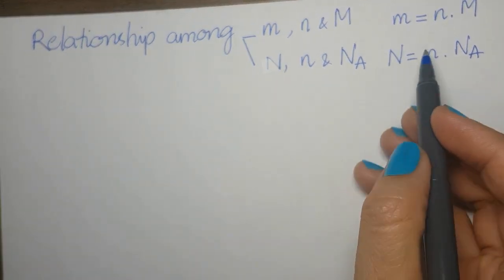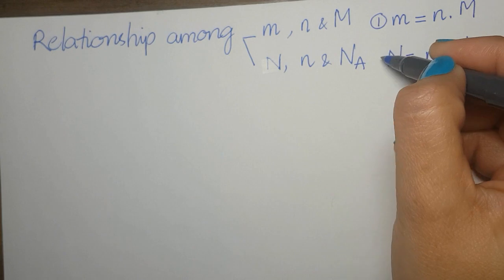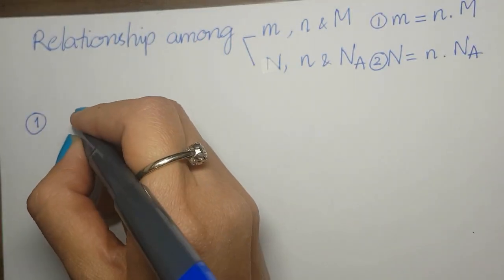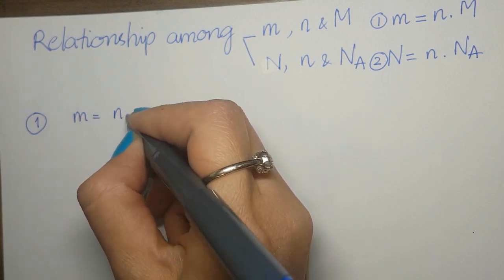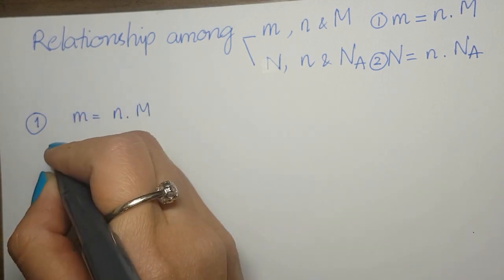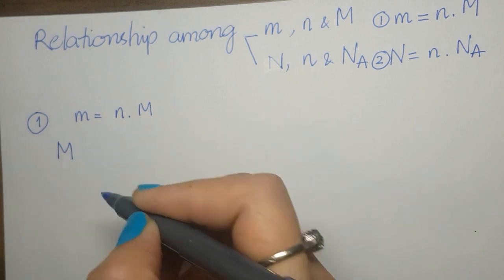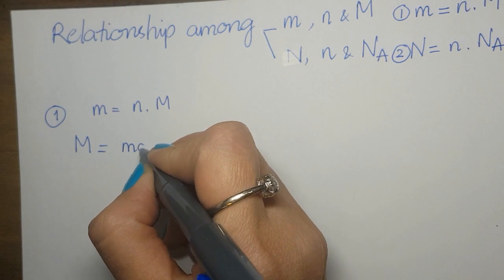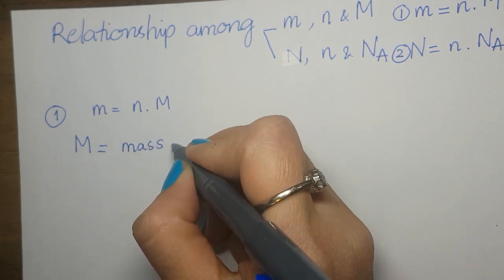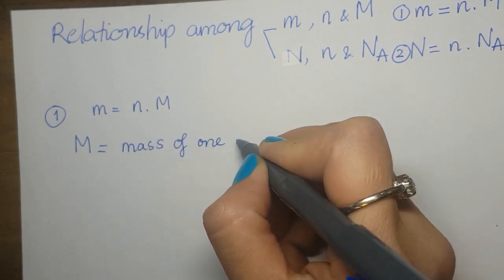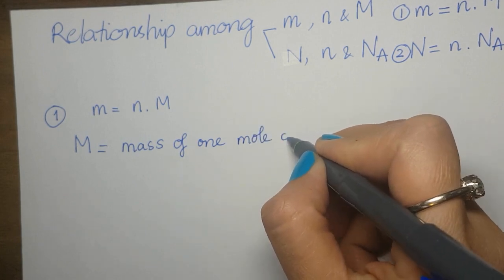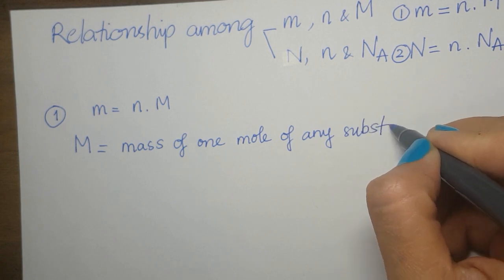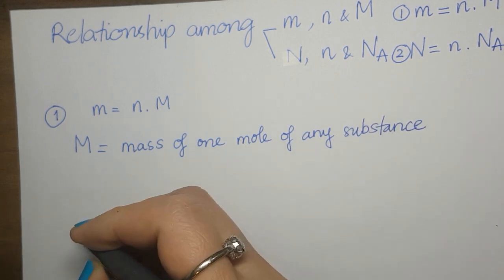So let's start with the first set. I'm going to label this 1 and this is going to be 2. Let's explore what M means. By now, I hope you know that M is the molar mass, or in other words, the mass of 1 mole of any substance, be it sodium chloride, oxygen gas, and so forth.